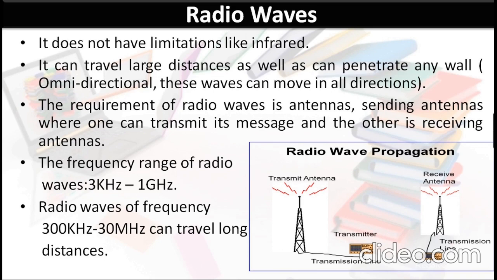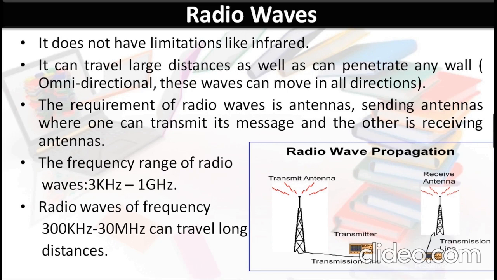If I am using 300 kilohertz to 30 megahertz of radio frequency, these frequencies can travel a longer distance. In the figure I have mentioned, you can see there is a receiving antenna and a transmitting antenna, and a transmitter connected with the antenna to transmit the signals. At the receiver side you can see there is a connection between the receiver device and the receiving antenna. So this is how transmission takes place between two devices in radio waves.